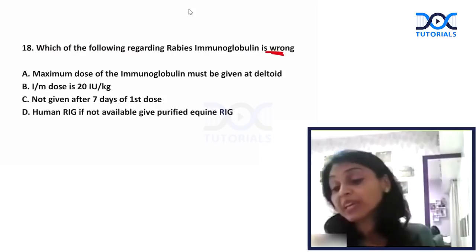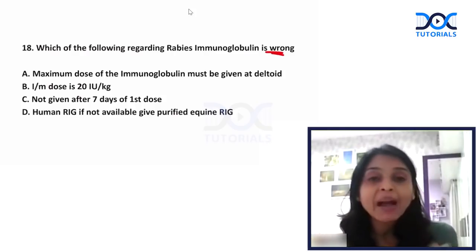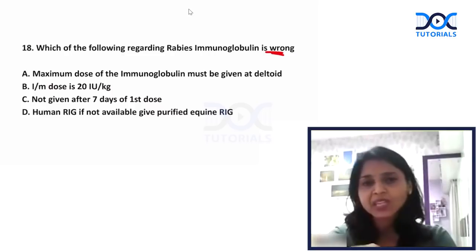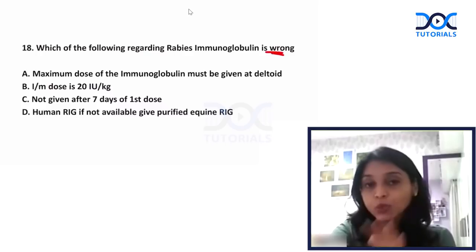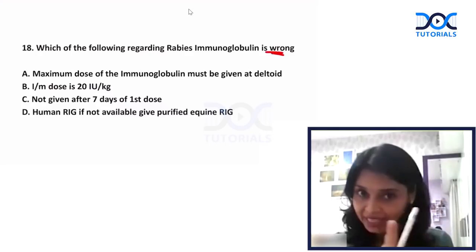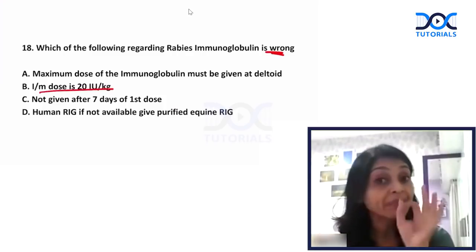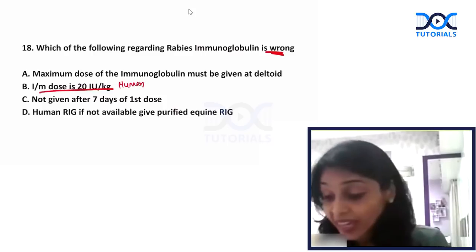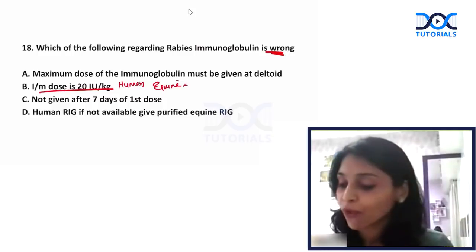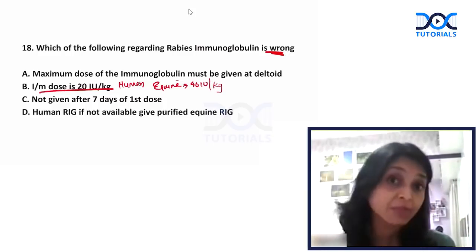Maximum dose of immunoglobulin must be given at the deltoid. What do you think? Immunoglobulin, passive immunity. Where do you give it? Maximum in and around the wound. Wherever there is wound, you give it in and around, and you're trying to neutralize the virus, right? So you have to give it in and around the wound. IM doses 20 international unit per kilogram. That is correct for human immunoglobulin. Whereas for equine, for that, double. That is 40 international unit per kilogram. Each and everything I write is an MCQ. Keep that in your mind.